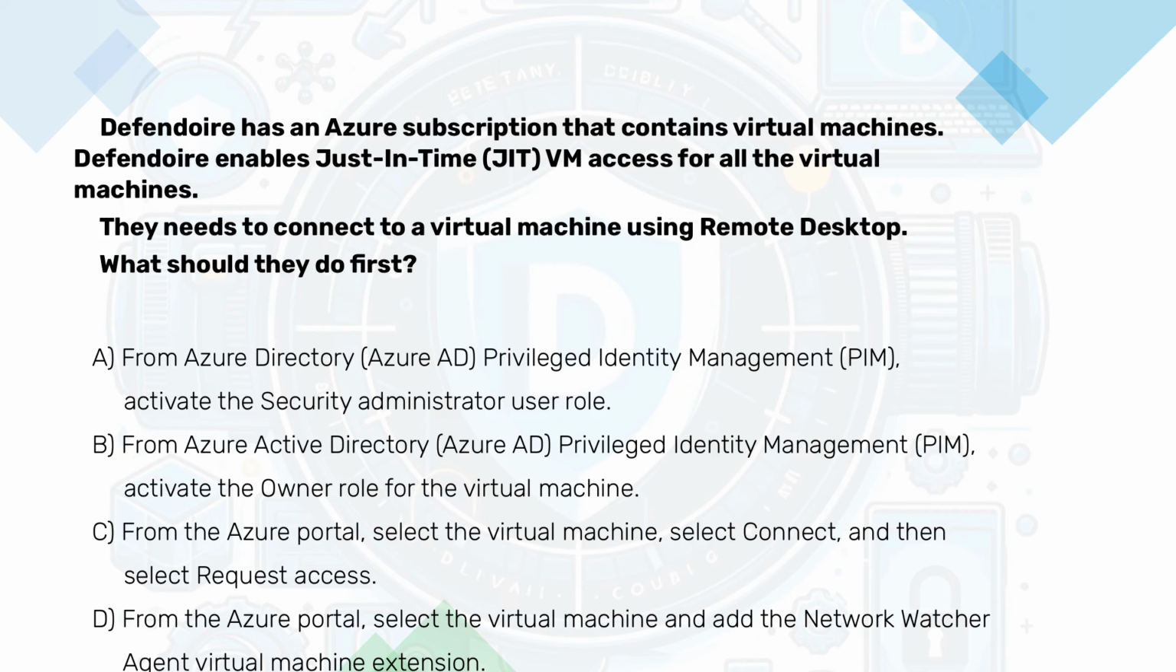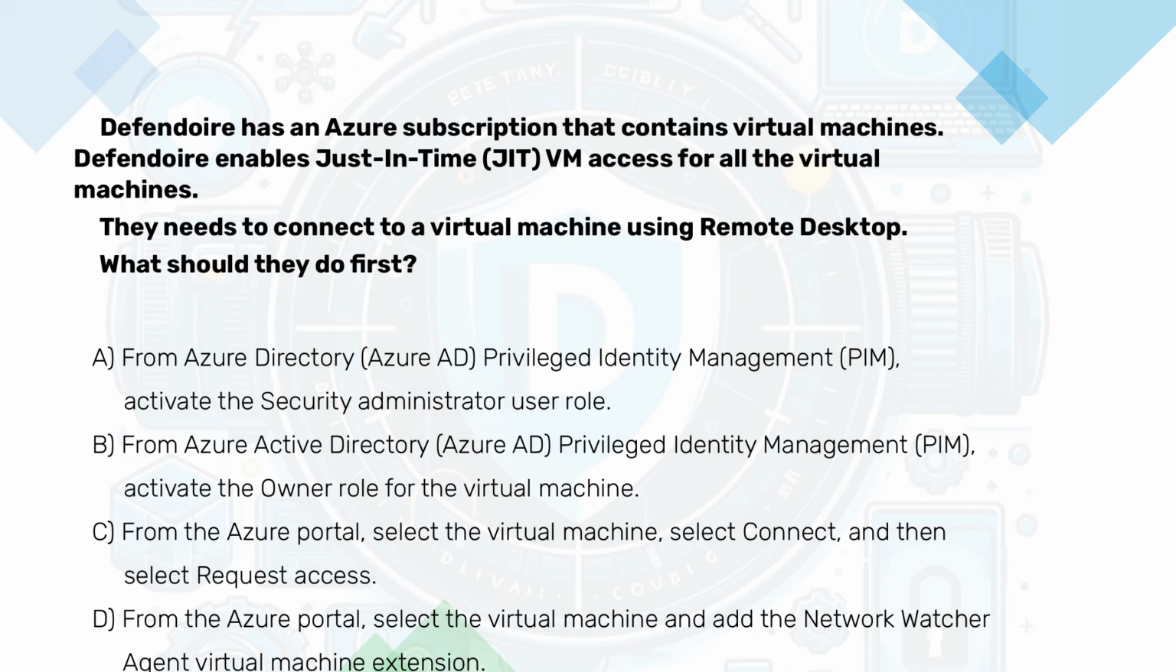From Azure Active Directory Privileged Identity Management, activate the Security Administrator user role. From Azure Active Directory Privileged Identity Management, activate the owner role for the virtual machine. From the Azure portal, select the virtual machine, select Connect, and then select Request Access. From the Azure portal, select the virtual machine and add the Network Watcher Agent virtual machine extension.